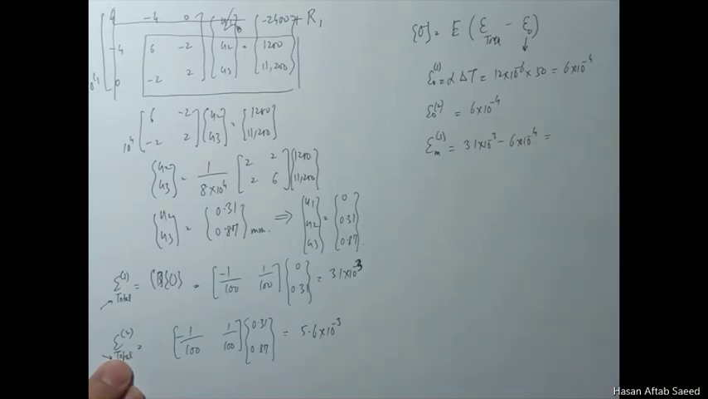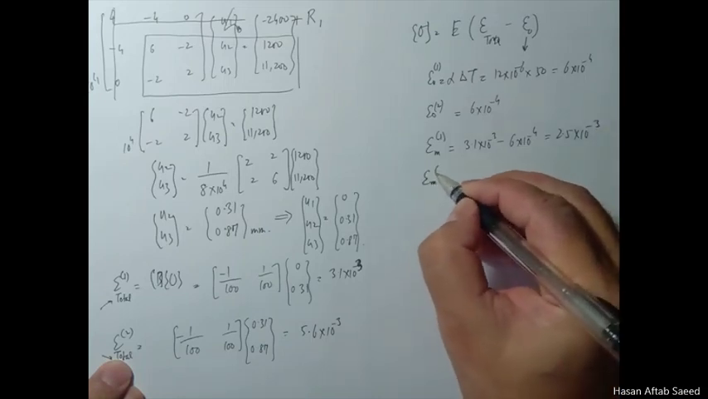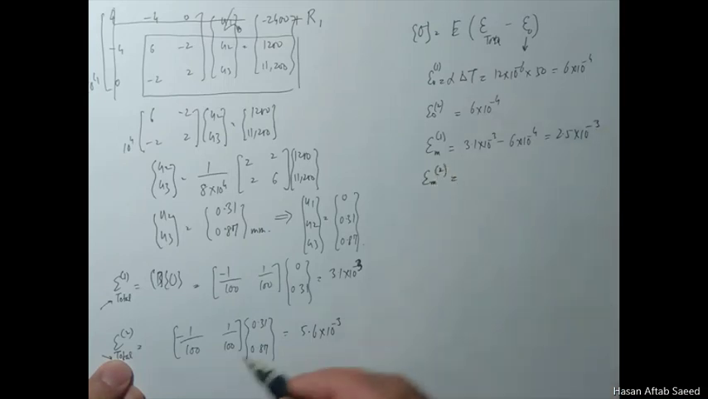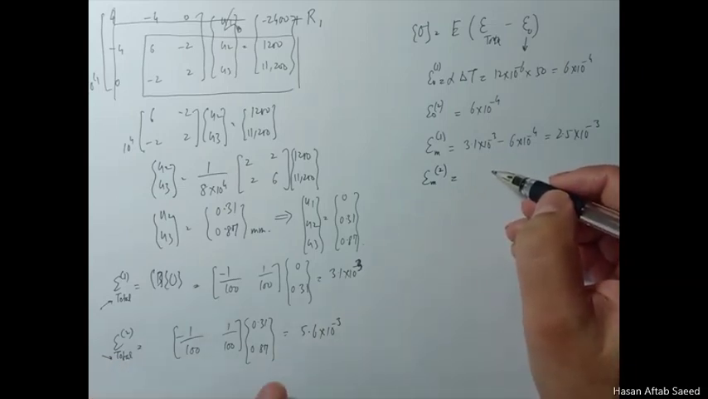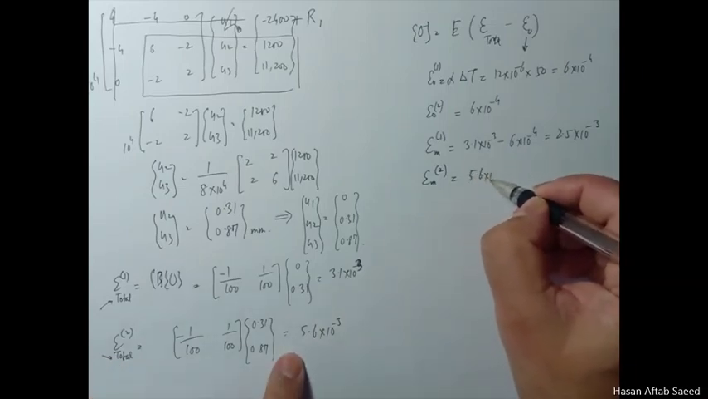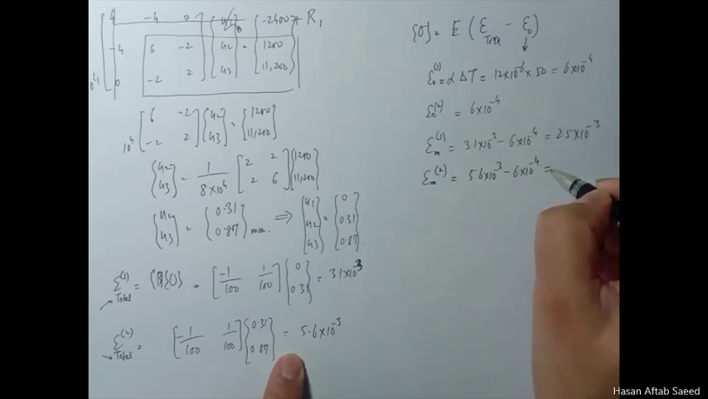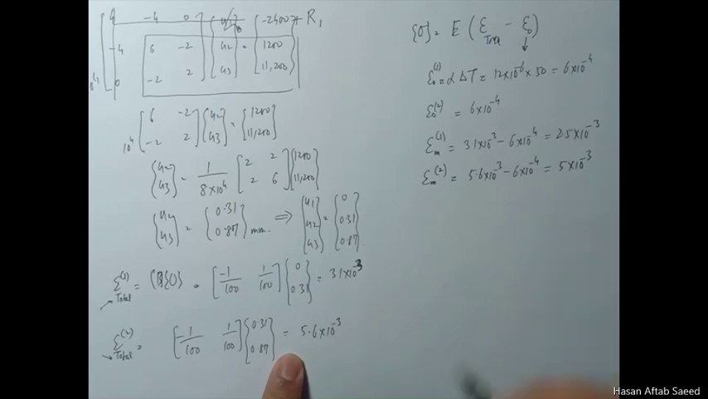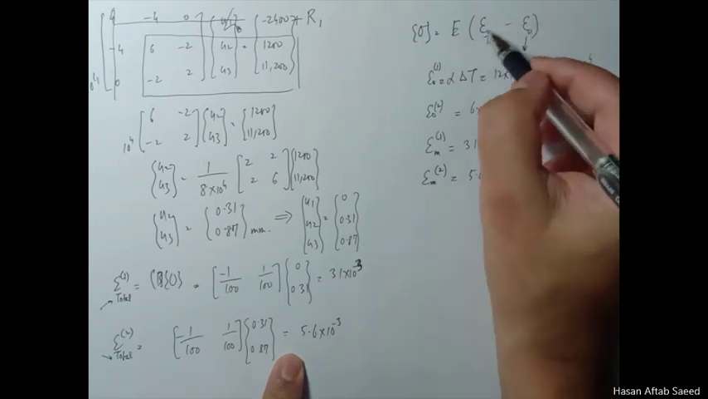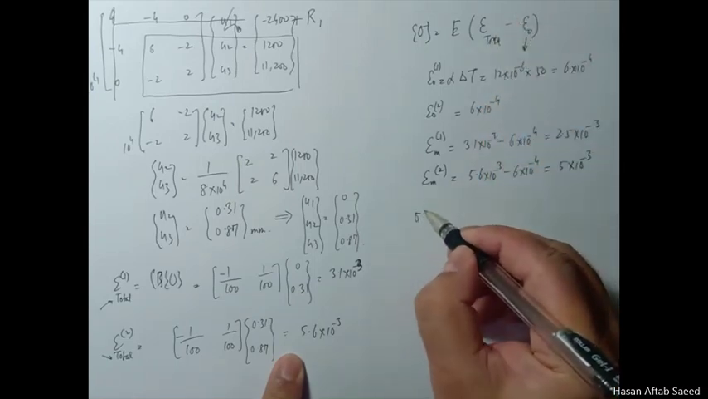And this turns out to be 2.5 into 10 raised to power minus 3. Mechanical strain in the second element: total strain in the second element, 5.6 into 10 raised to power minus 3, minus thermal strain, and this one comes out to be 5 into 10 raised to power minus 3. Now we have these, so now it's very easy to calculate.